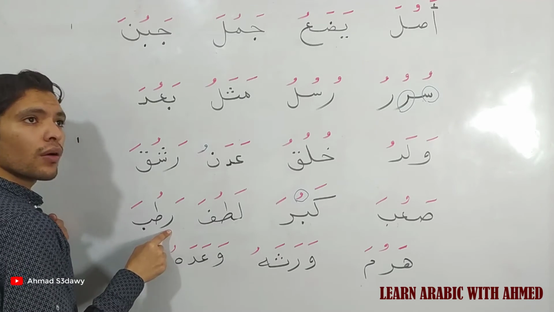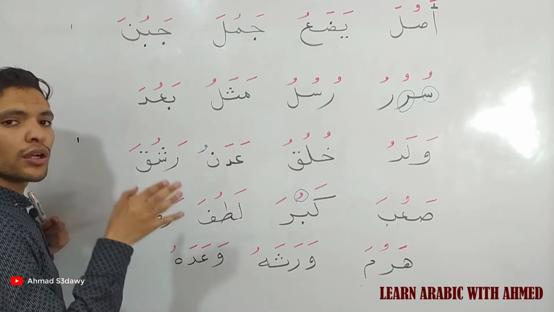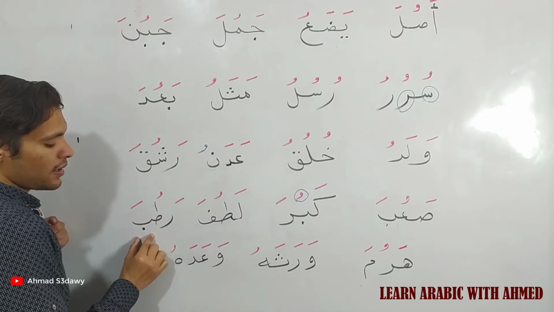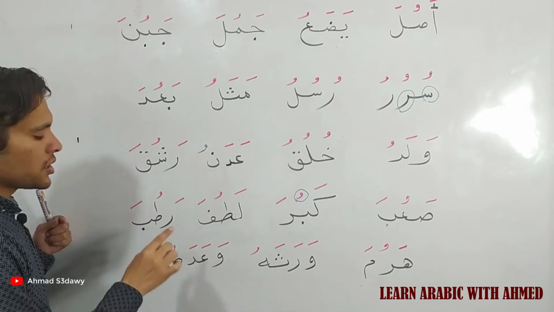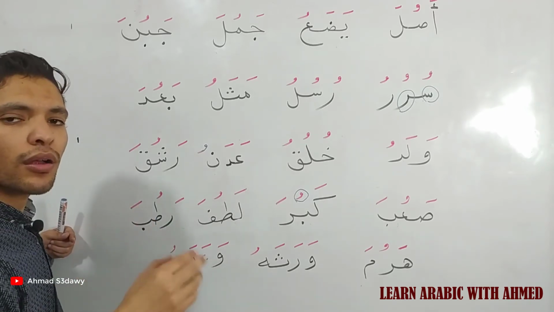Ra with fatha, ra. And we have ta just like this, ta with damma, tu. And we have ba, so ba with fatha, ba. So you say ra tu ba.